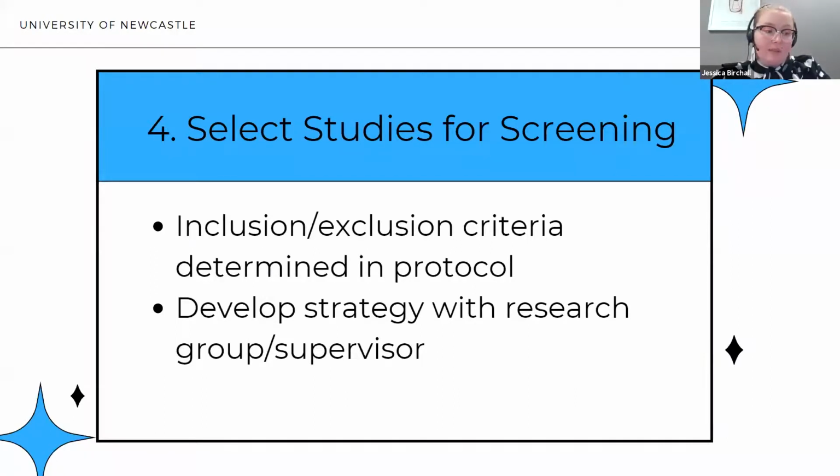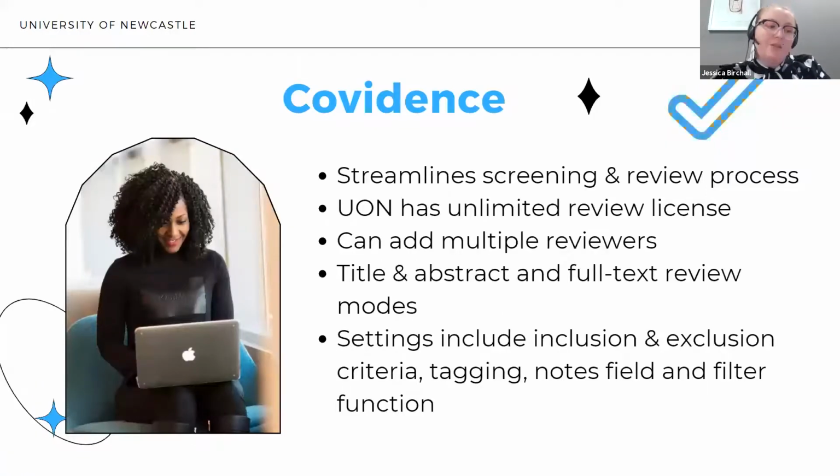There's a title and an abstract screen. This is where the titles and the abstracts of the articles are scanned to remove those more obviously irrelevant studies. And at this stage, you don't have to provide a justification for why you've excluded that topic.